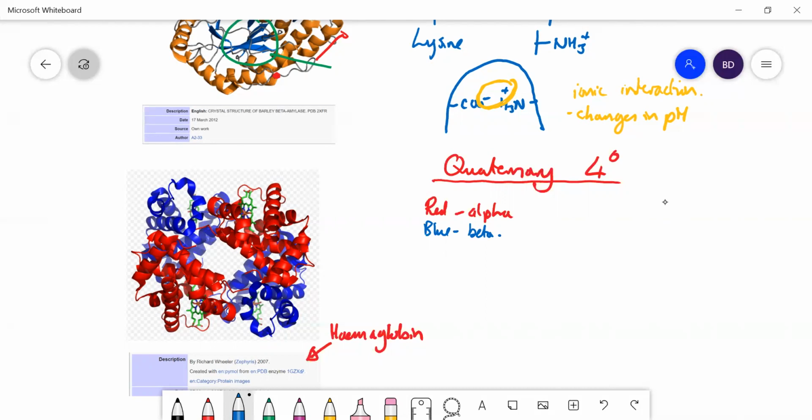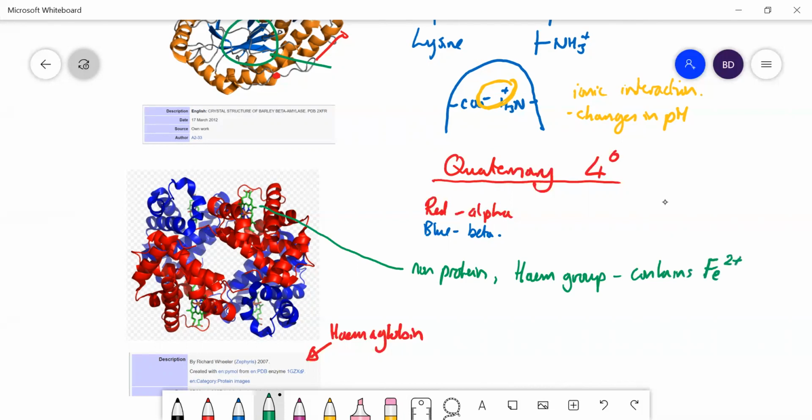You can see there's loads of regions of alpha helix in that protein. I can't see any beta sheet regions, but there's tons of alpha helix doubling back on each other, giving it this overall structure. You can probably also see these green bits. Now a lot of proteins have a non-protein bit, and in this case, it's called the heme group. It's a fairly small organic molecule, but it contains an iron atom, an Fe2 plus ion, and the oxygen binds to that. That's what the oxygen actually binds to.